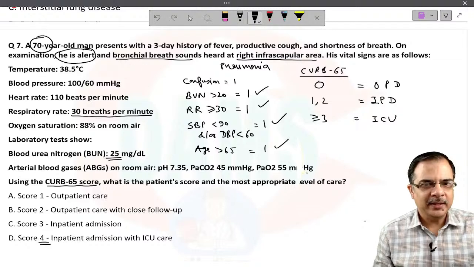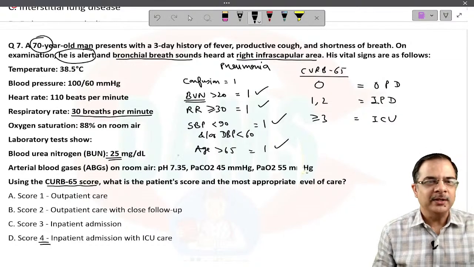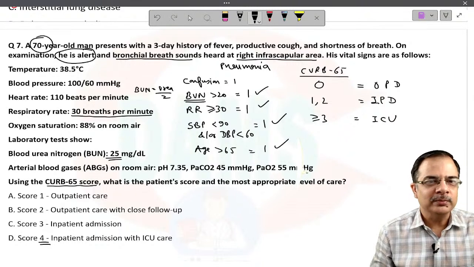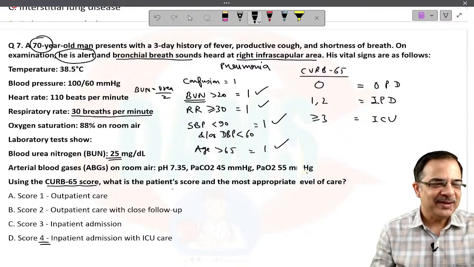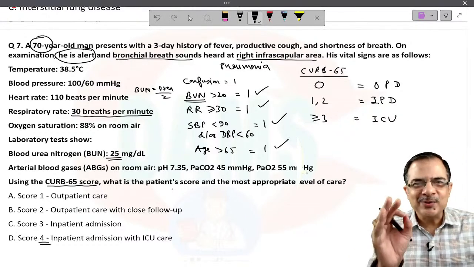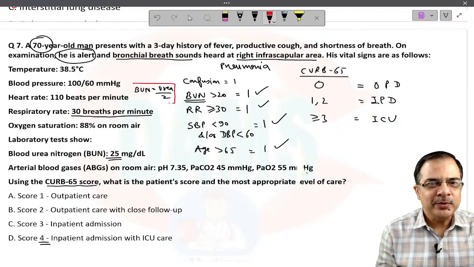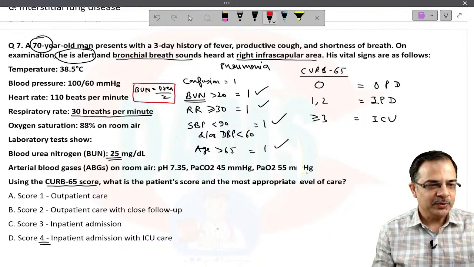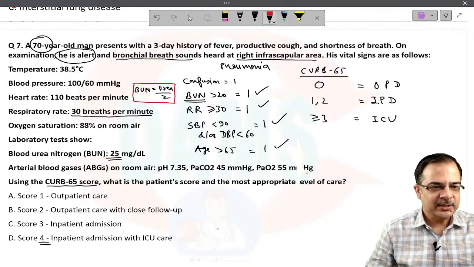Sweetie, here look at the words carefully. This is blood urea nitrogen, not urea. So what is blood urea nitrogen? Blood urea nitrogen is urea divided by 2. So it is the same. No, blood urea nitrogen is different. Urea is different. So understand this point. As a medical student, you should not be making this mistake. So it is half of the urea value. So the answer is option D.